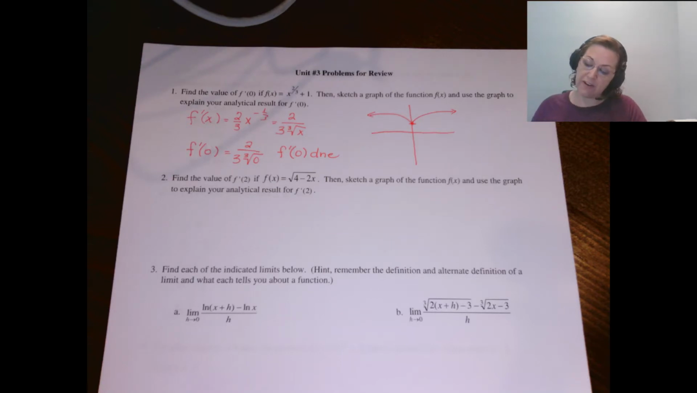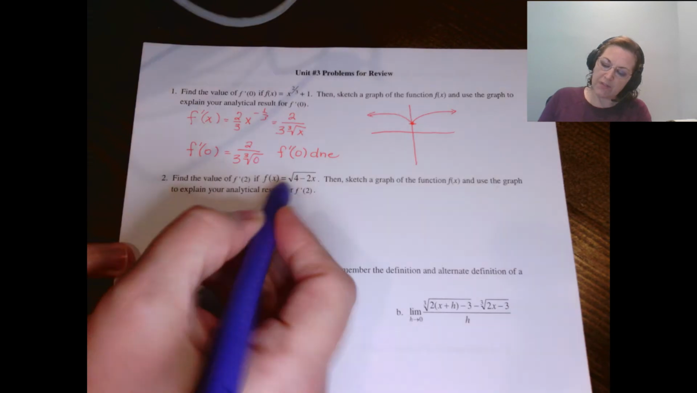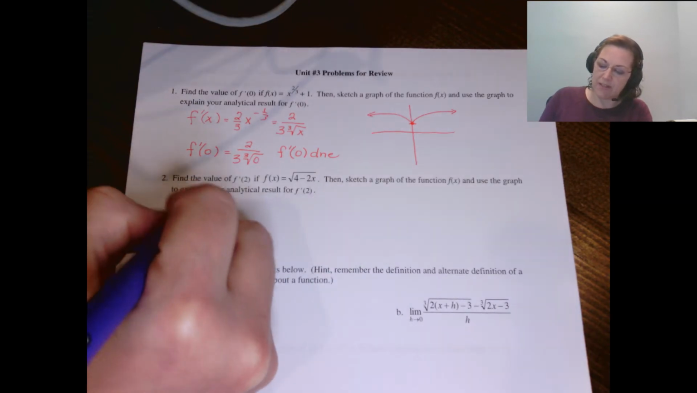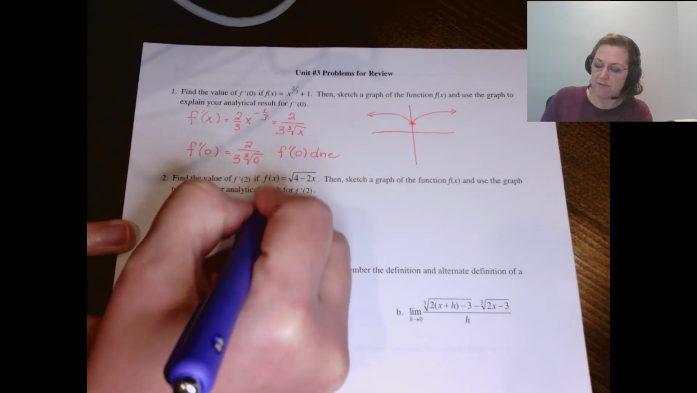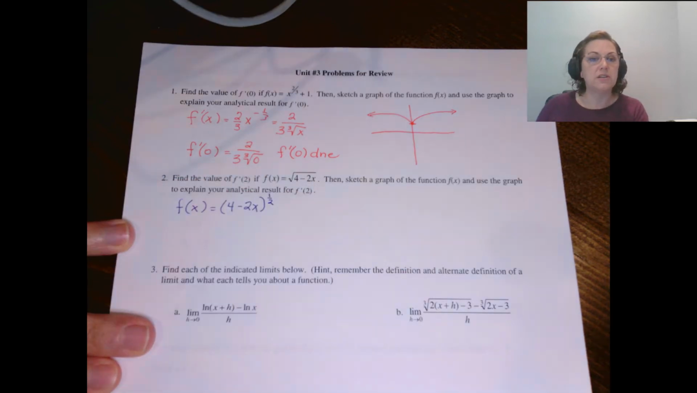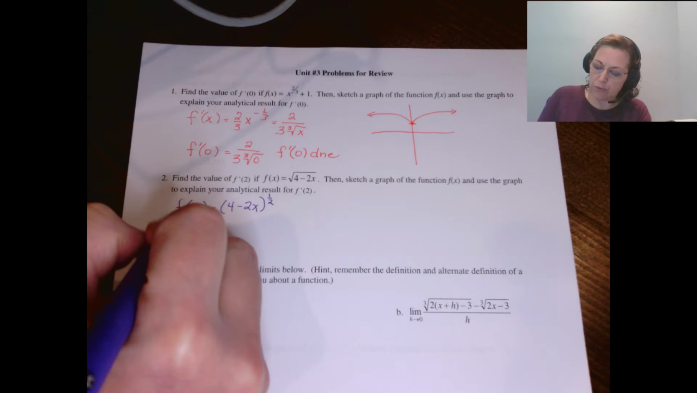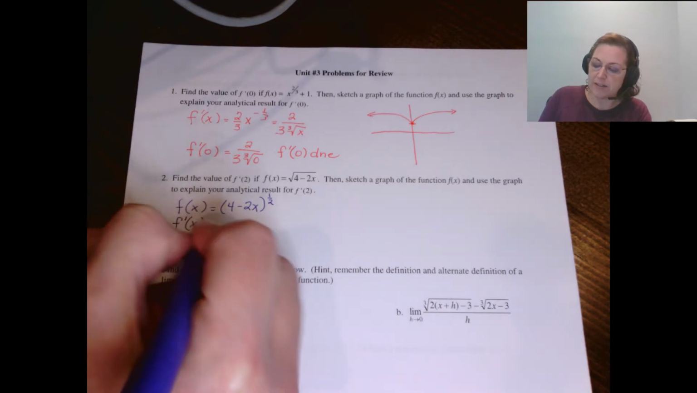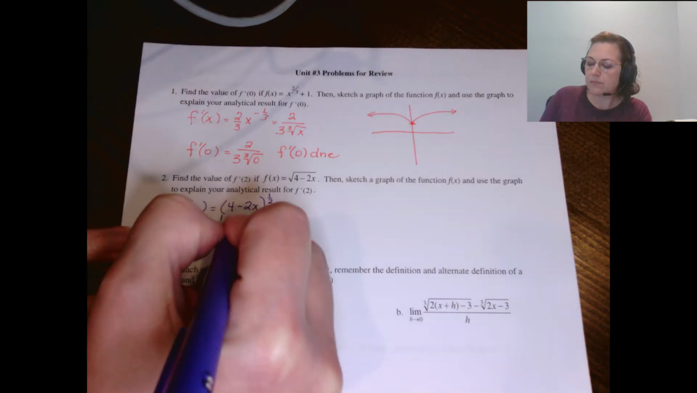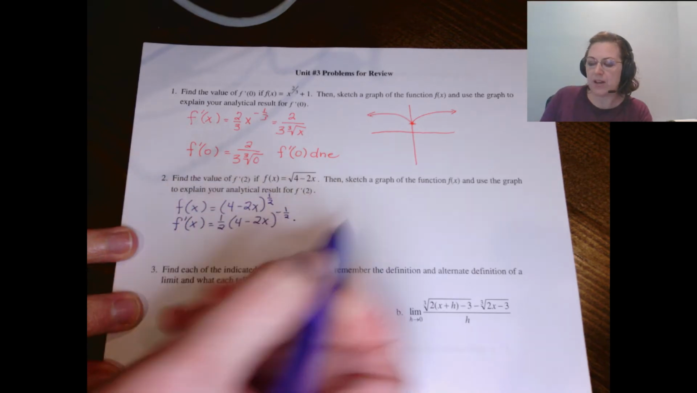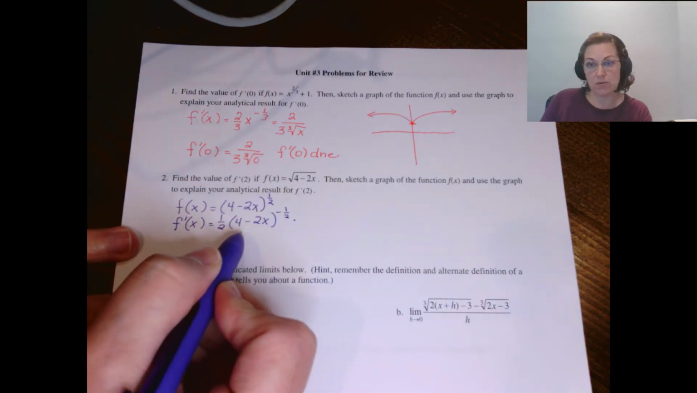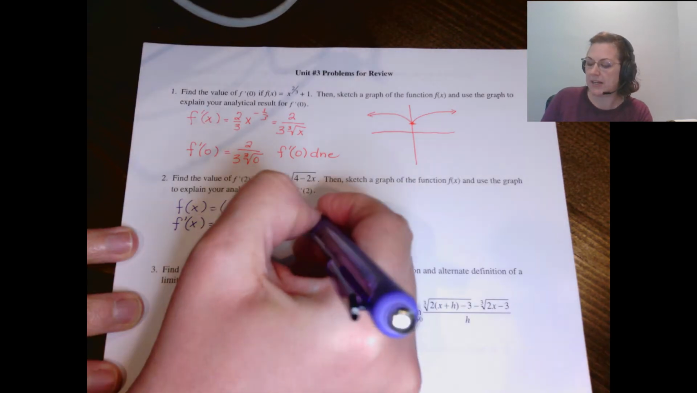We want to find the value of f prime of 2. Okay, so I'm going to go ahead and rewrite that function as 4 minus 2x to the 1/2. So let's take the derivative. We'll pull the 1/2 in front, decrease the power by 1, and then multiply by the derivative of the inside. The derivative of 4 minus 2x would be negative 2.